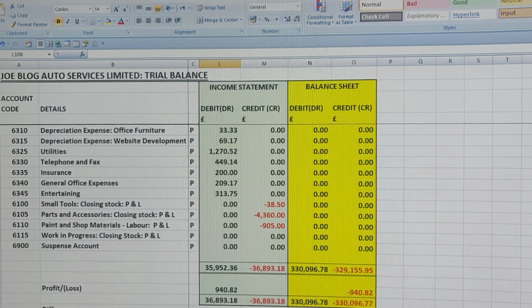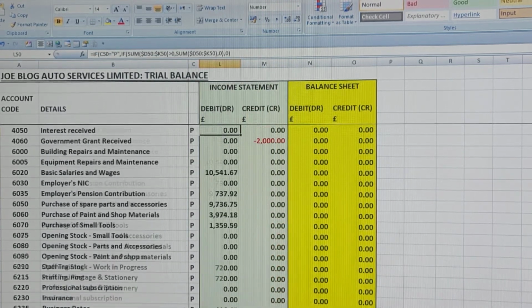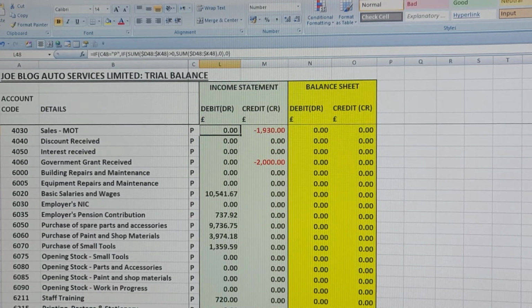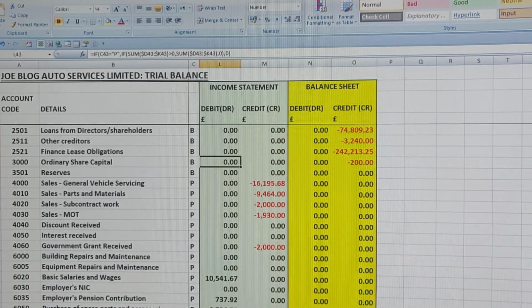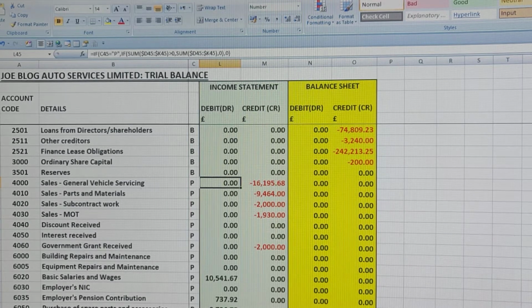So what happens is that when you do your close down, let's say you use Sage, you go into systems, select period close down, and so on and so forth. The system will work on what is on the profit and loss account or income statement side of your trial balance. Those items are also known as revenue items because you enjoy the benefit of those items in one period and one period only.